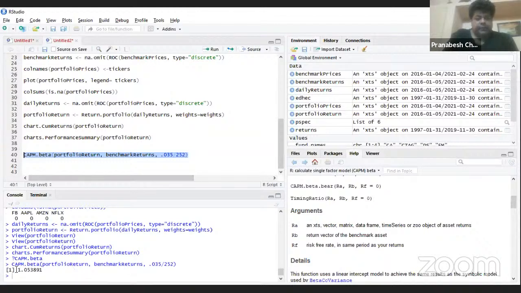So our CAPM beta is 1.05, or your CAPM model gives me 1.053, which is pretty good compared to our overall market, which is decent, not very good I will say, but pretty decent.